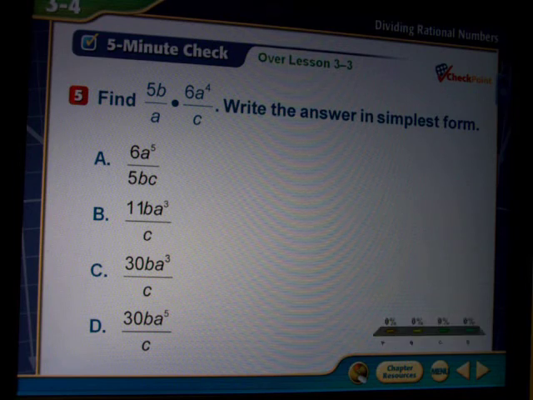And your answer is C. The only one that works when you multiply is 5 times 6 gives you 30, and then the b is going to remain the same. The a in the denominator is going to cancel one a in the numerator.